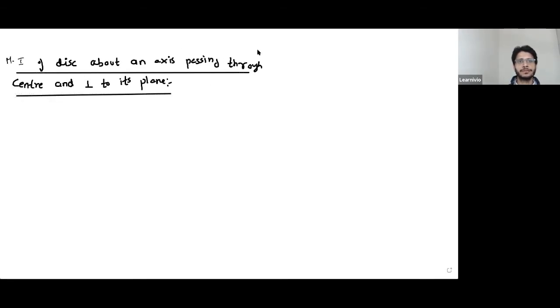So you have a disk. Anyway, so this is the disk. The mass of the disk is m. The radius of the disk is r. This is the center of the disk.